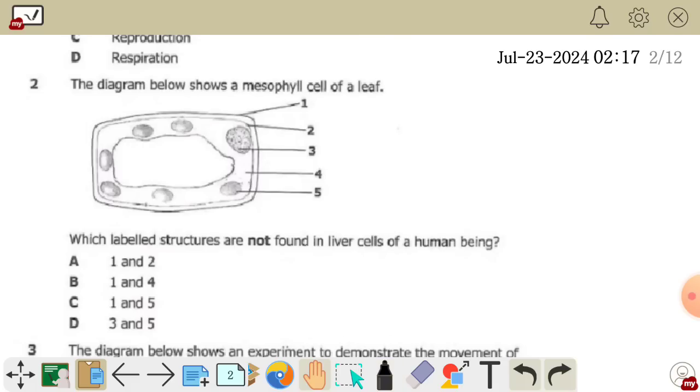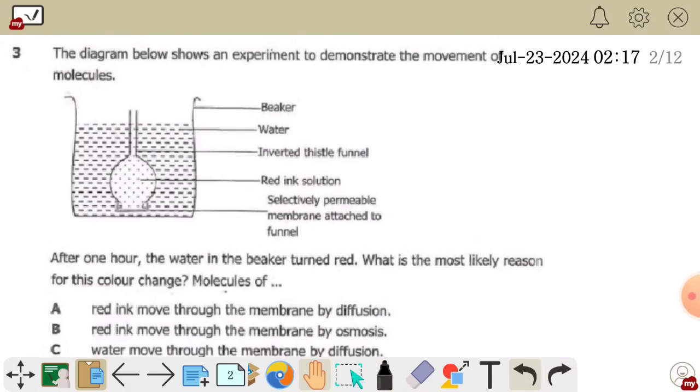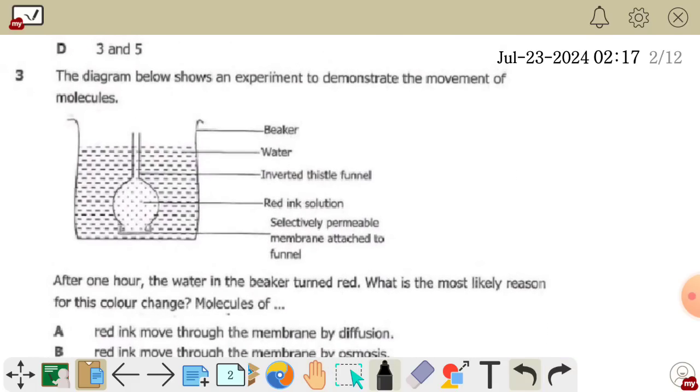We move on to question 3. The diagram below shows an experiment to demonstrate the movement of molecules. We have a beaker with water inside, and an inverted thistle funnel, which is a funnel that has been inverted. Then we have red ink solution inside the funnel, and a selectively permeable membrane sealed below the funnel.